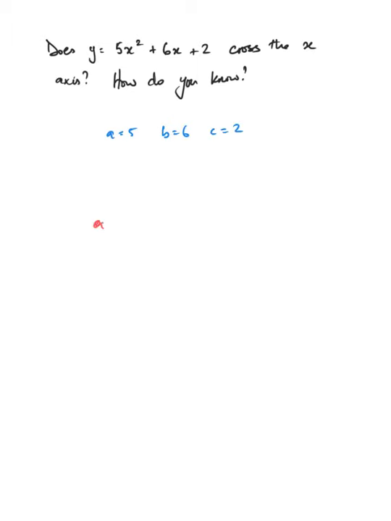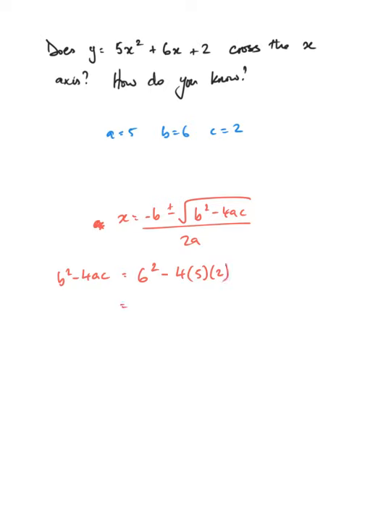I know that x is equal to minus b plus or minus the square root of b squared minus 4ac over 2a. Now I'm just interested in the b squared minus 4ac at the moment, because that's the discriminant. So b squared is 6 squared minus 4 times 5 times 2, which is the square root of minus 4.